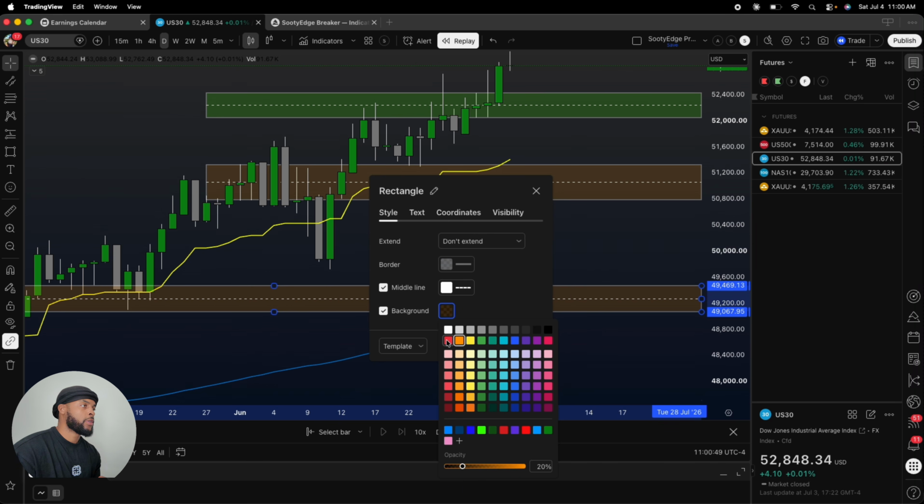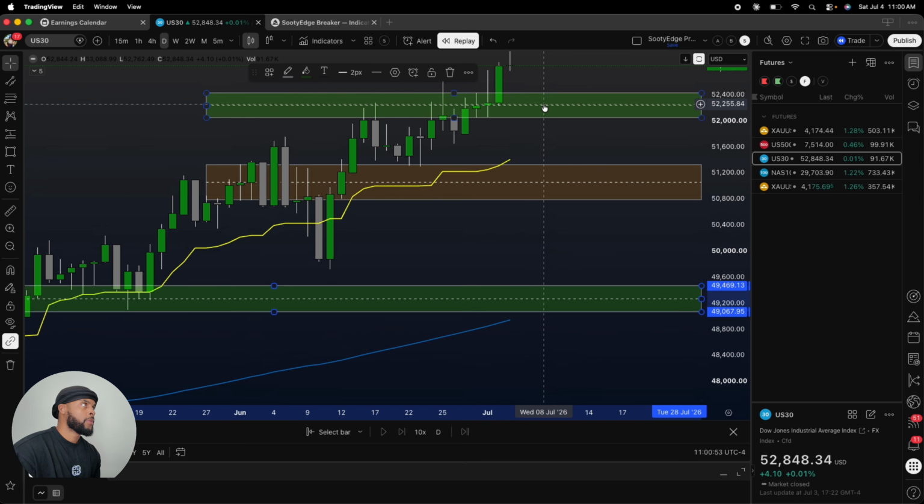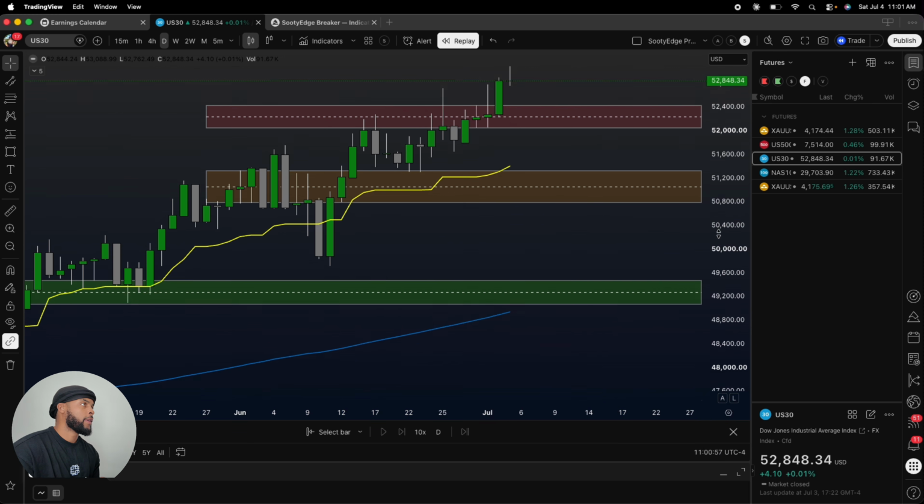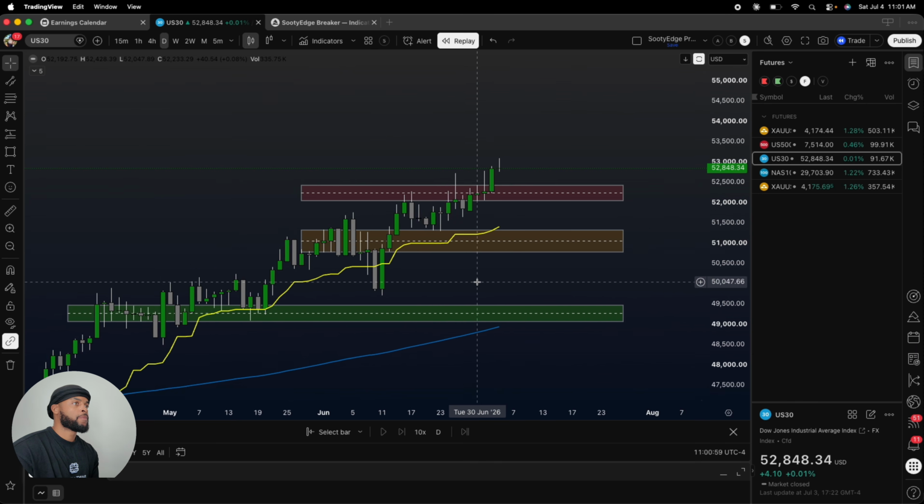I'll make this one here green, painting green. Make this one here red, painting red. All right. Now I got my 3 levels locked in.